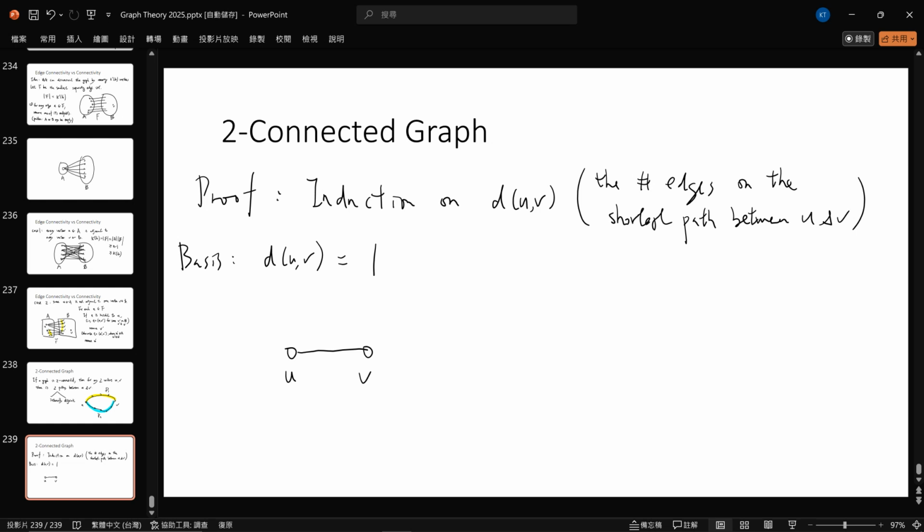So next we're going to somehow argue that there's another path that connects U and V without using this edge. Okay. So this is our goal.